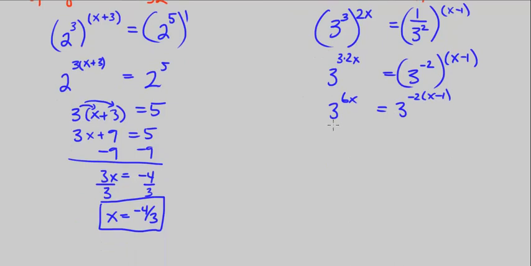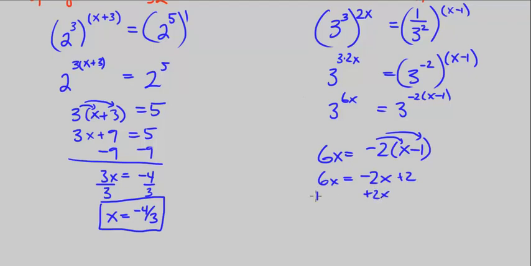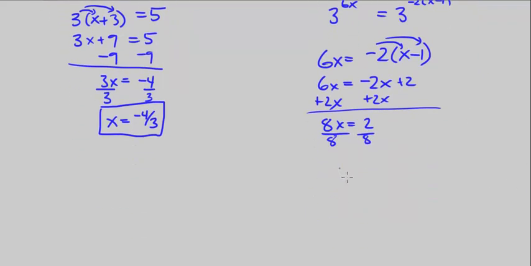Once we have base 3 on both sides, we know the exponents, 6x here and negative 2 times x minus 1 here, are equal to each other. Now I just want to solve for x. So let me distribute the negative 2, add 2x to both sides. I get 8x is equal to 2, right? Divide both sides by 8. And x is equal to 2 over 8.